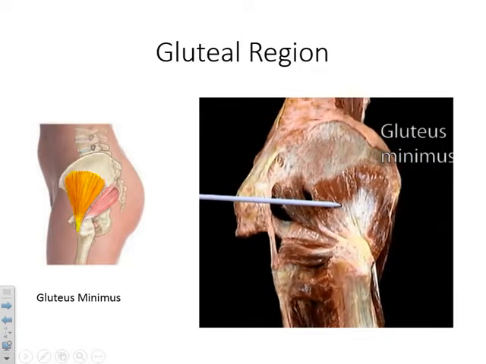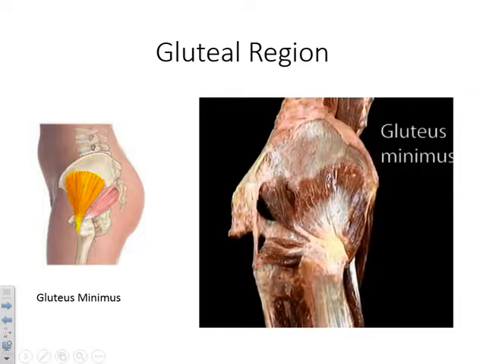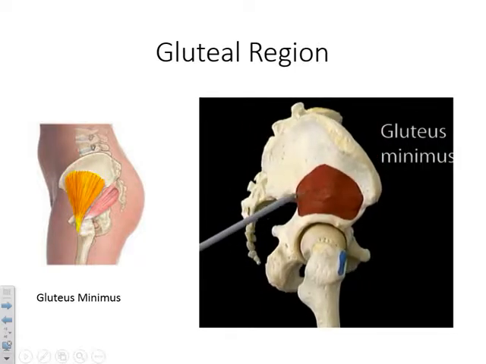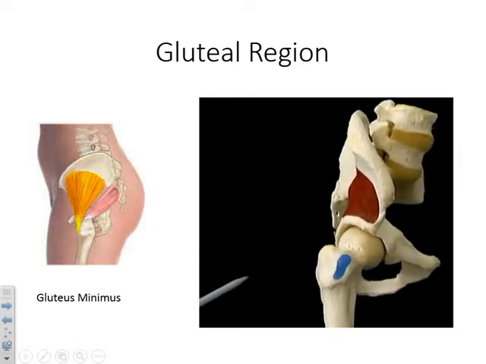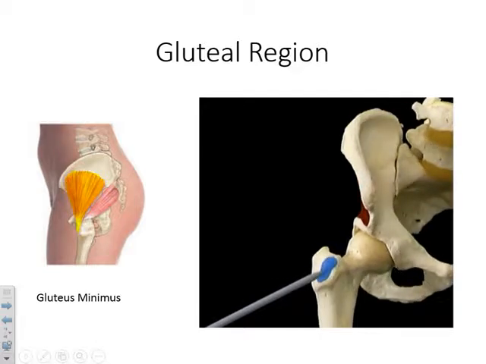Deep to the gluteus medius is the gluteus minimus muscle. It originates off the gluteal surface of the ilium, inferior to the inferior gluteal lines, to insert on the anterior aspect of the greater trochanter. Like the gluteus medius, it's also supplied by the superior gluteal neurovascular bundle and aids in abduction and internal rotation at the hip.